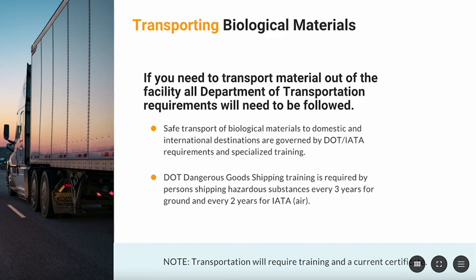DOT's dangerous goods shipping training is required for persons shipping hazardous substances every 3 years for ground transport, and every 2 years for IATA air. This training covers the proper handling, packaging, labeling, documentation, and emergency response procedures for hazardous materials, including biological materials. It is mandatory to have a trained individual in charge of the shipping process, who's familiar with the regulations and able to ensure that the package is compliant before releasing it.